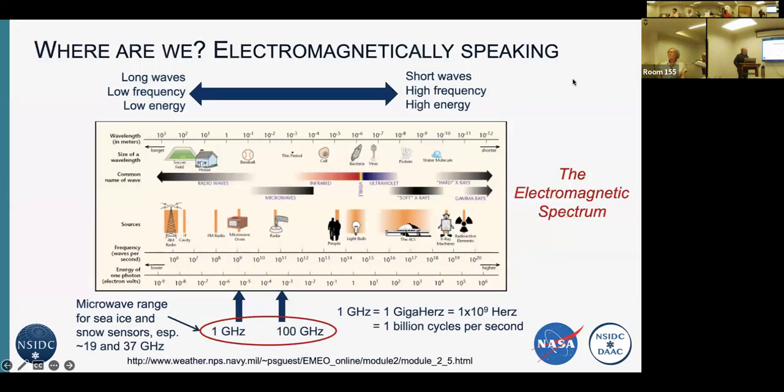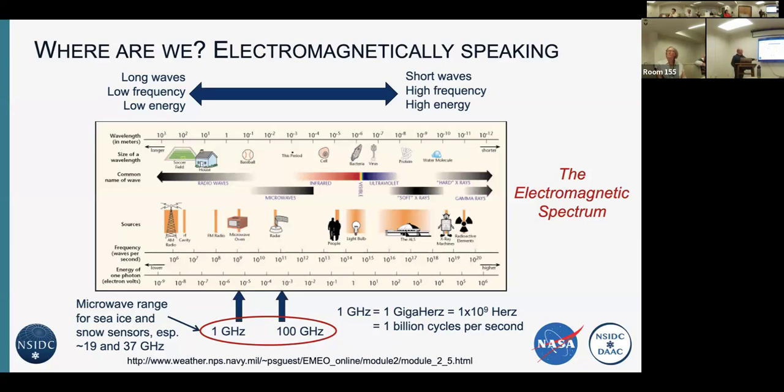Here we go. All right, so where are we in terms of the electromagnetic spectrum in the microwave range? Visible, you can see the cursor here, this is what our eyes see. So we're way over here: longer wavelengths, lower frequencies, and lower energy. Microwave in terms of Earth remote sensing is generally between about 1 and 100 gigahertz for Earth surface remote sensing, I should say. Atmospheric sensing does go above 100 gigahertz. But for sea ice in particular, generally between 1 and 100 gigahertz.